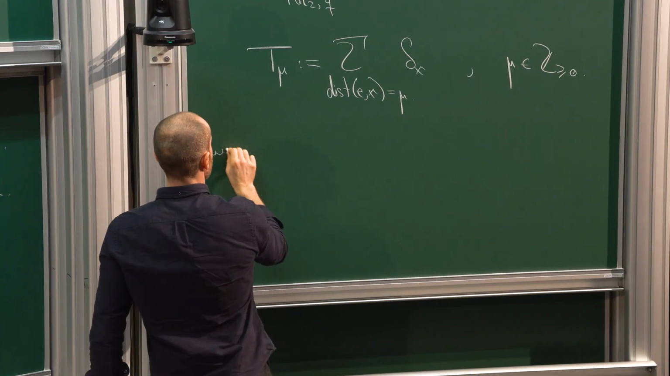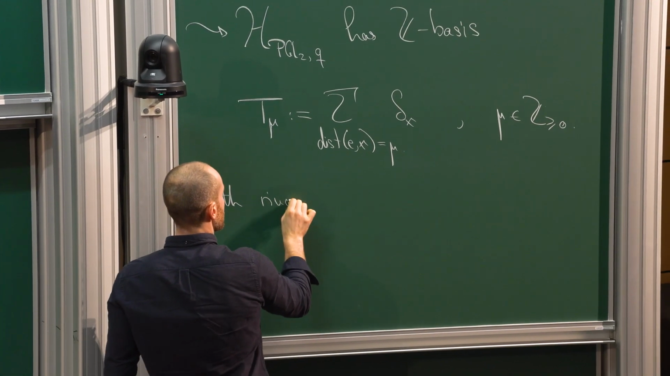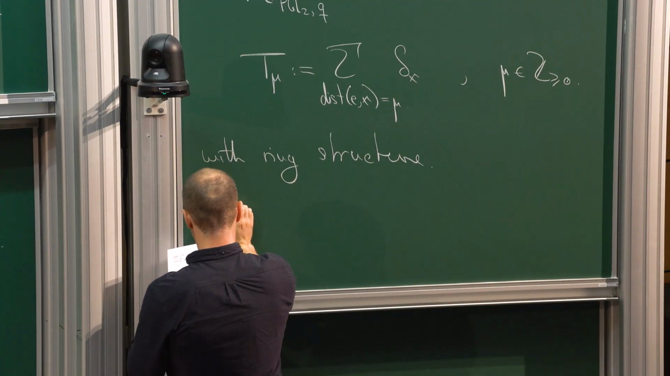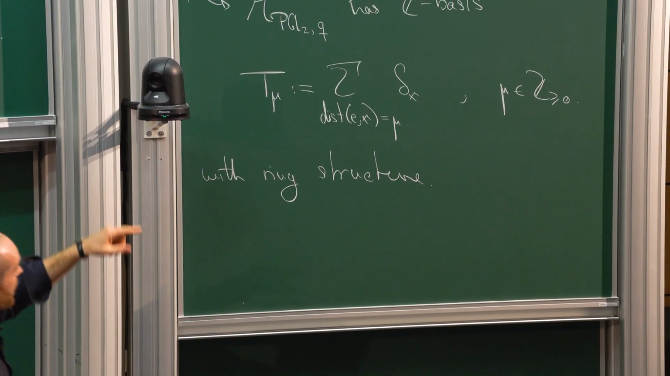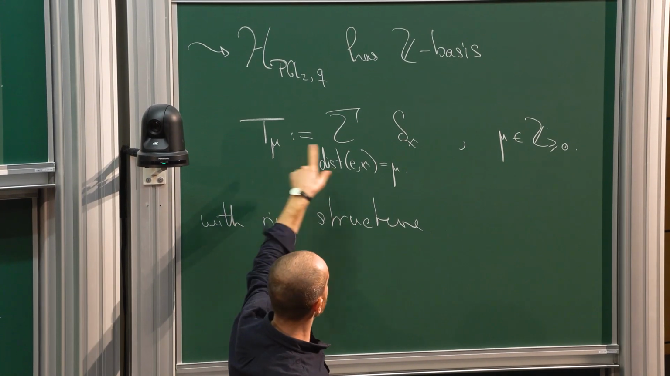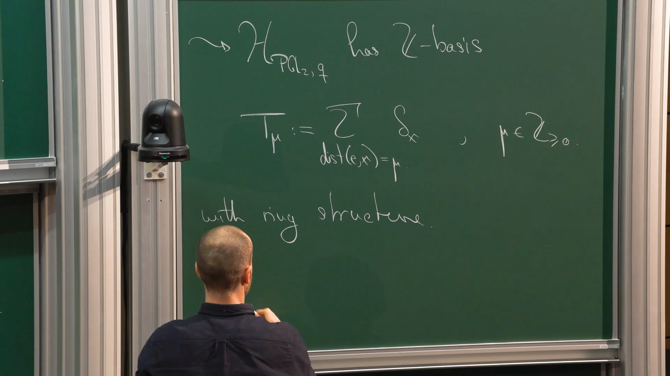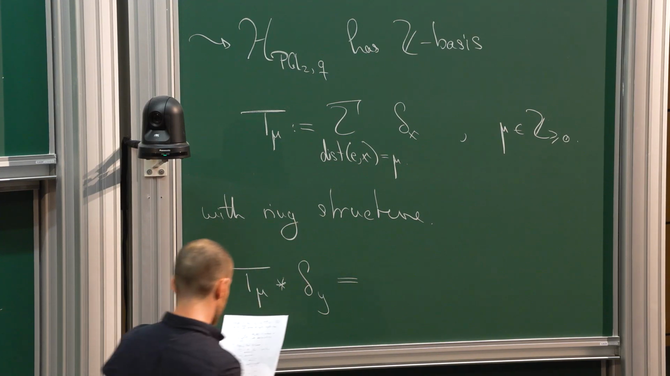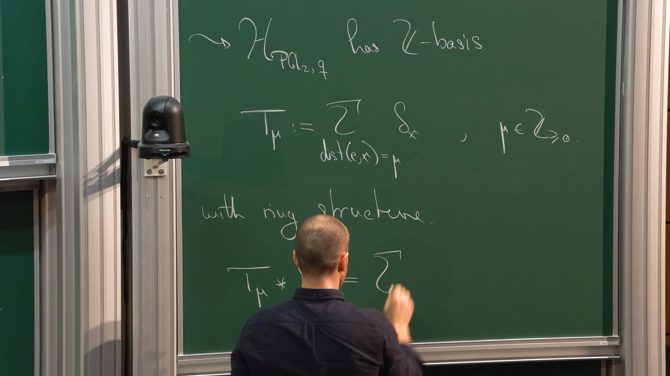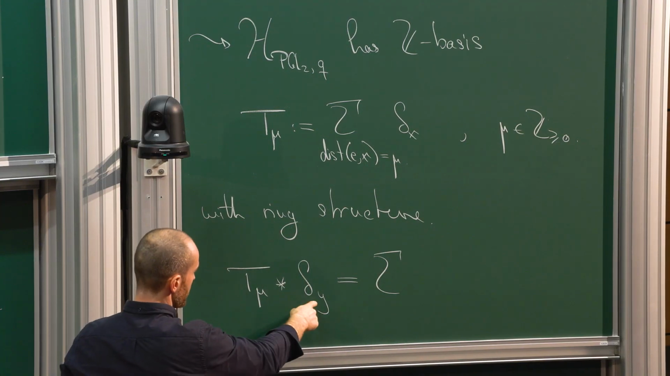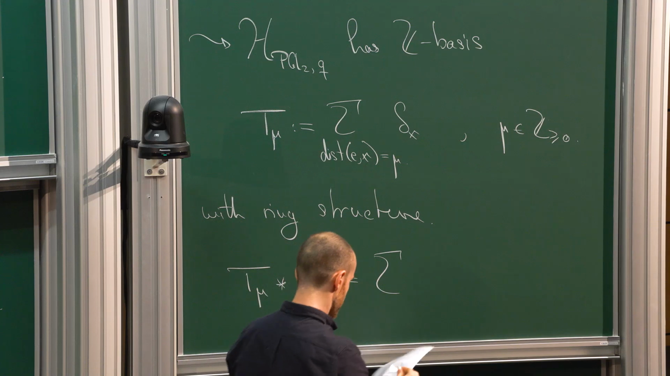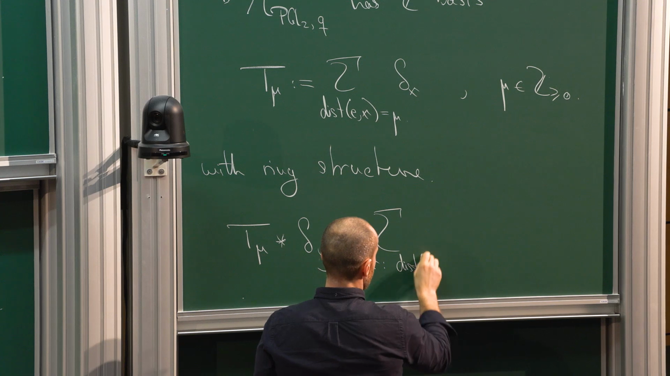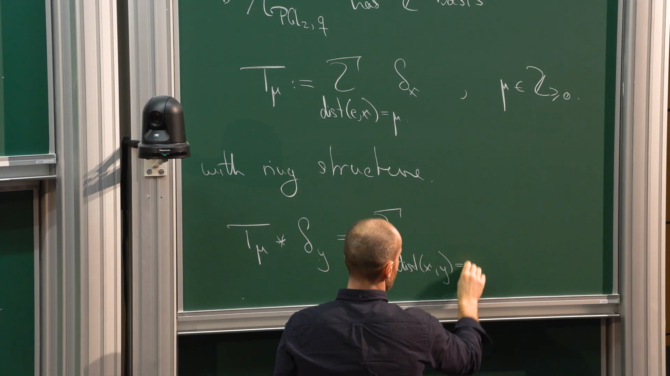And what is the ring structure? To explain how to multiply such elements, it's enough to explain how to multiply this with another indicator function. So you sum over the vertices of distance mu, but now from y. So we sum over those x such that the distance from x to y is mu.